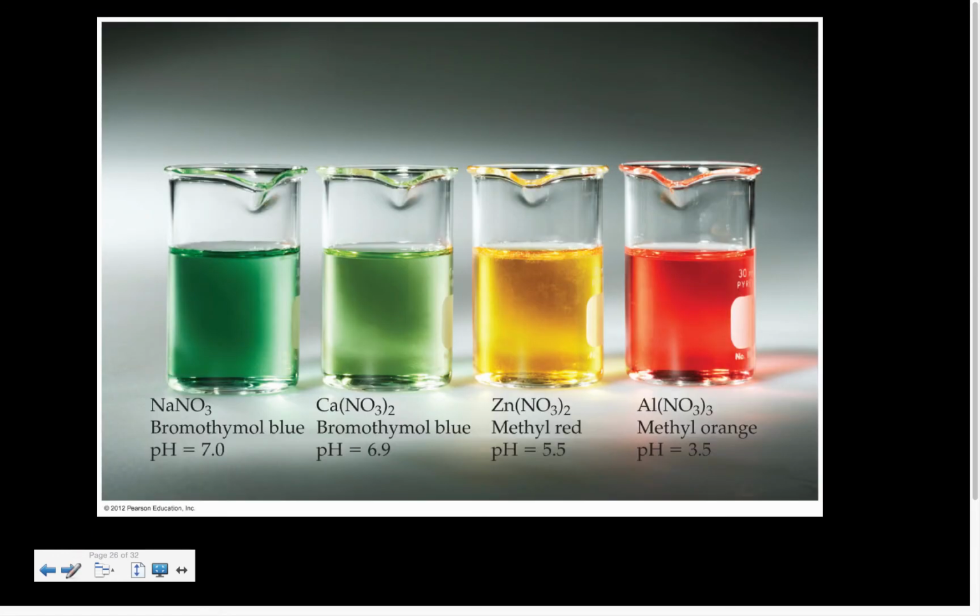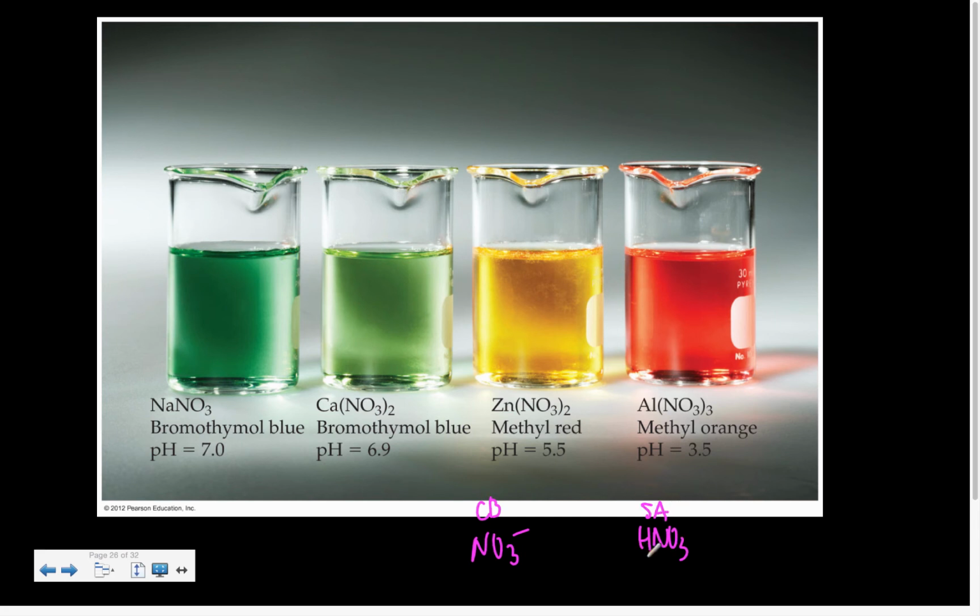All right. So looking at some solutions. So here we have solutions with indicators in them. So here we have a solution of sodium nitrate, calcium nitrate, zinc nitrate, and aluminum nitrate. So what do they all have in common? Right, so they all have the nitrate ion in common. So they all have the same anion. So thinking back again, anions, meaning that they have been deprotonated, are the what? Conjugate bases of some acid. So this is the conjugate base of HNO3, which is a strong acid.